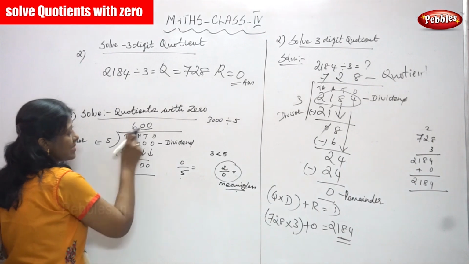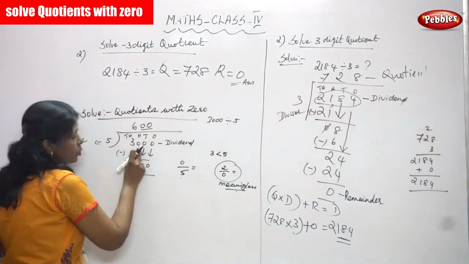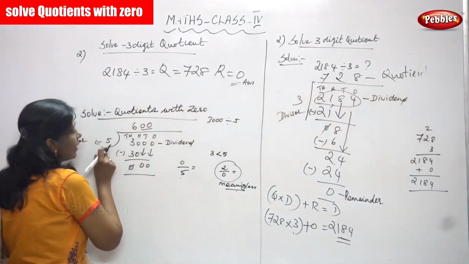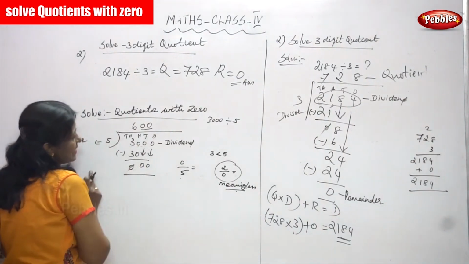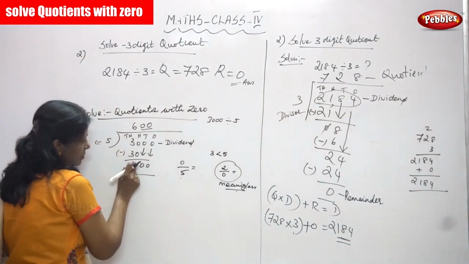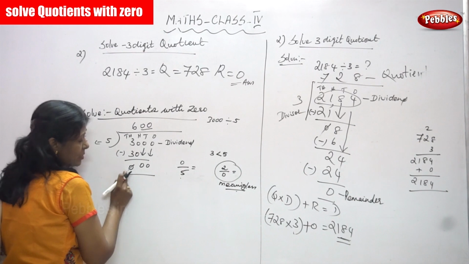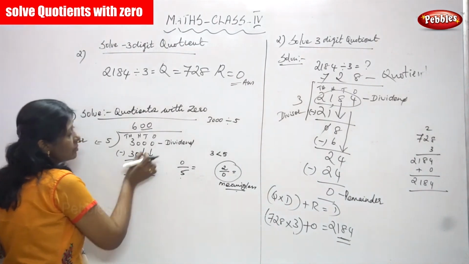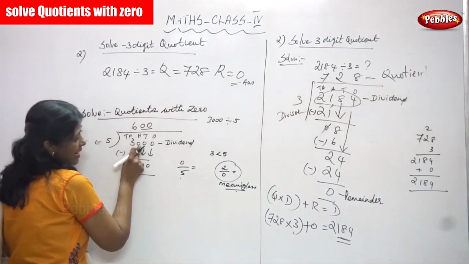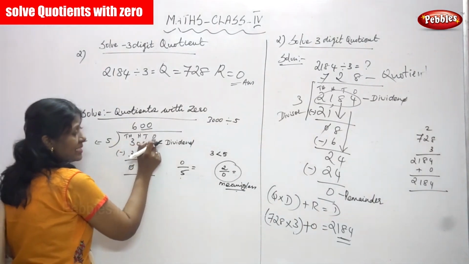5 sixes are 30. So how many times does it go? 30 is the dividend. In this dividend, 5 goes 6 times. So 5 sixes are 30, and you have to write 30. So 30 minus 30 you get 0. You must cancel the 0. After that, the 1000 place and 100 place are taken, and the remaining are the tens and ones places.